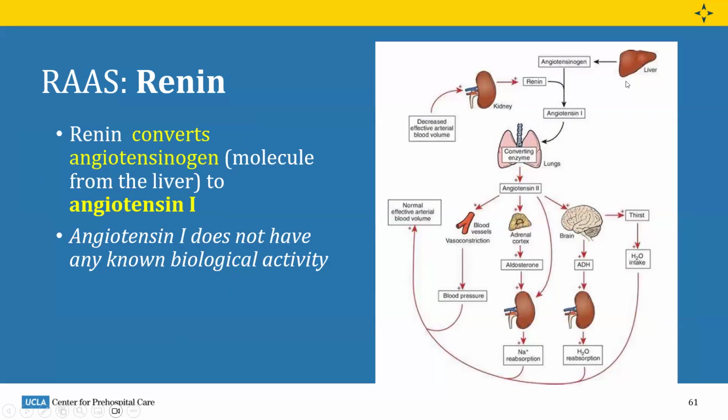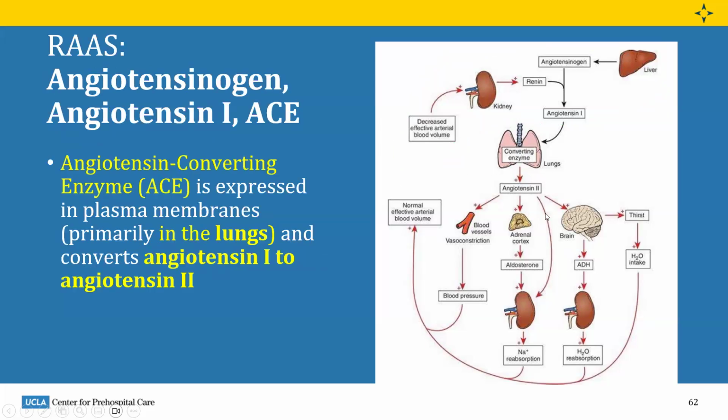Now, what does renin actually do? And this is this section. Essentially, renin is going to convert angiotensinogen, which is made by the liver, into angiotensin 1. Angiotensin 1 doesn't really do anything, but it is converted by a converting enzyme in the lungs, which is pleasantly named angiotensin converting enzyme. It's formed in the plasma membranes of the lungs pretty much. It's going to convert angiotensin 1 to angiotensin 2.